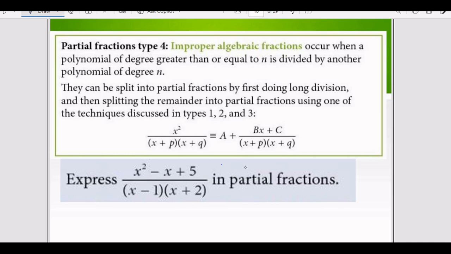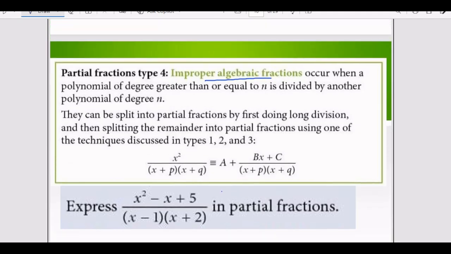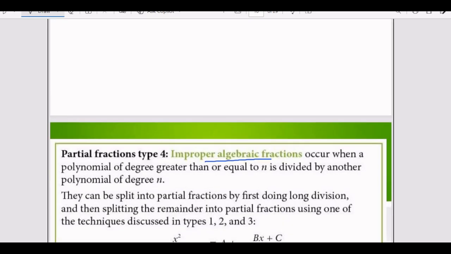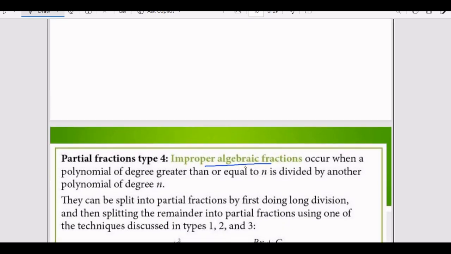Now next we have partial fraction of type 4, which is an improper algebraic fraction. Before we move to this topic, you need to understand what an improper algebraic fraction is. Let's take one example of simple fractions. 3 over 4, this is proper, right? You know that because the numerator is less than the denominator. Now if I have, let's say, 5 over 4, this is improper.